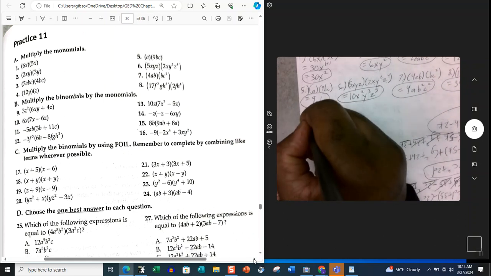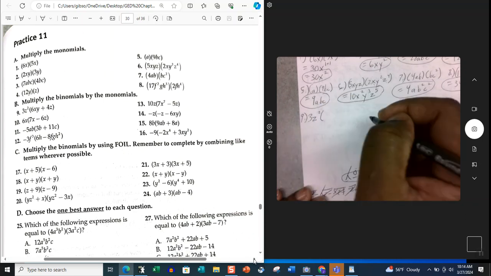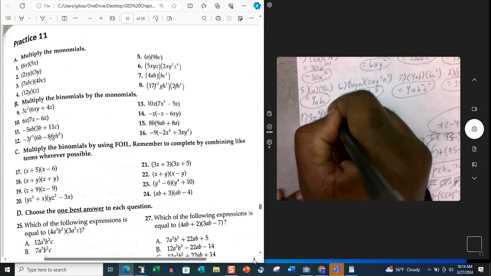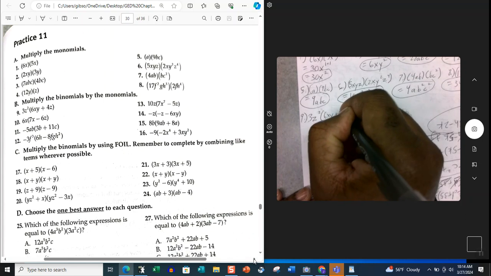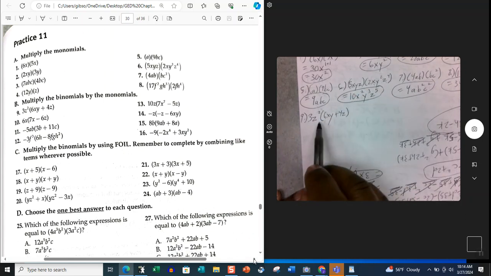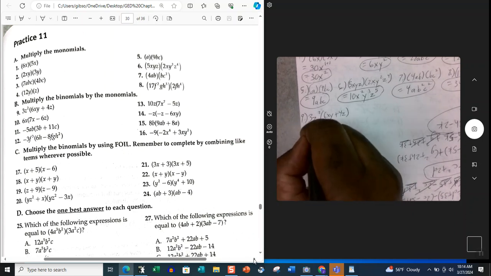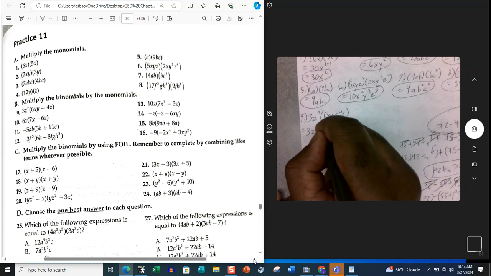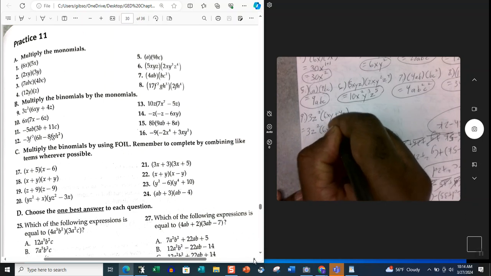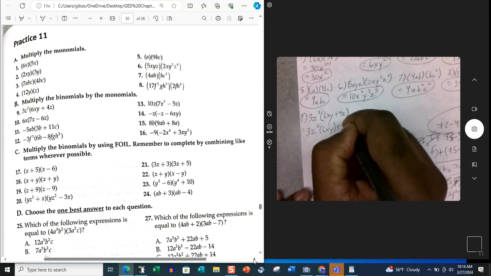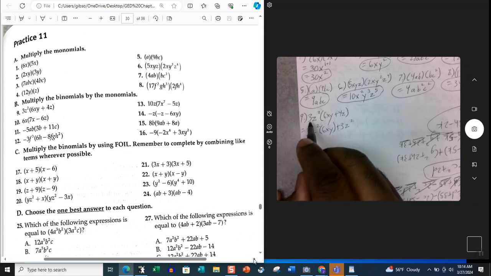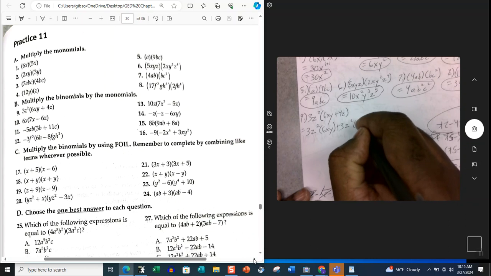Number 9, we had 3z squared times 6xy plus 4z. Now we're basically doing a distributive property. We have a monomial with one term multiplied by these two terms. So we have 3z squared times 6xy plus 3z squared, and we put a plus because the 3z squared is positive, times 4z.